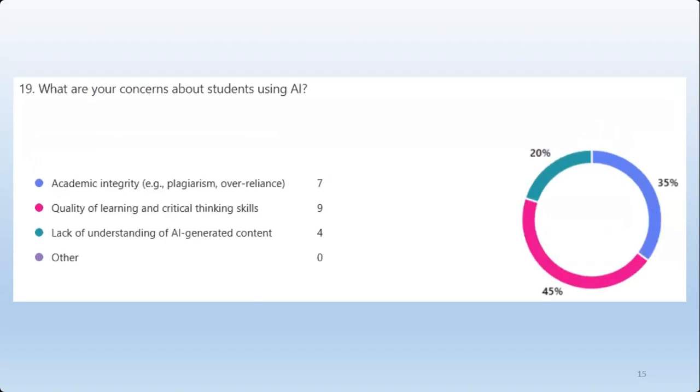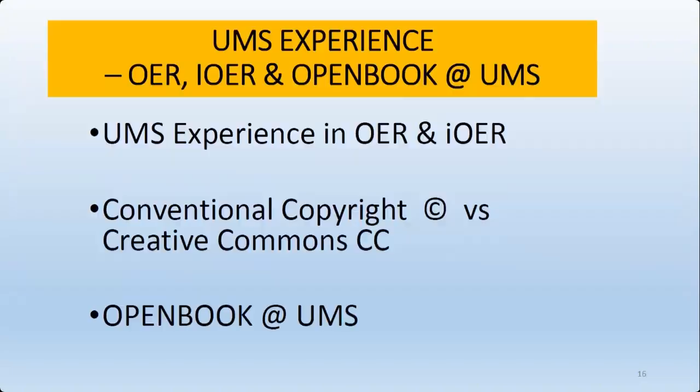Okay, go on. What are your concerns about students using AI? So, quality of learning and critical thinking skill, academic integrity, plagiarism. These are all real problems. Okay, go on. Thank you for the feedback. So we can see that there are concerns that we can discuss further. And in the world of what we discussed just now, many more will come up as guidelines.